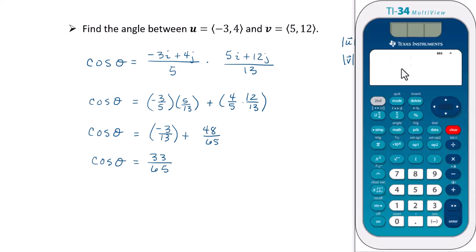I can use my calculator to figure the angle. Making sure that we're in degree mode, we'll go to the inverse cosine and enter 33 over 65. And we get about 59.5. So theta is about 59.5 degrees. The angle between vectors u and v is 59.5 degrees.